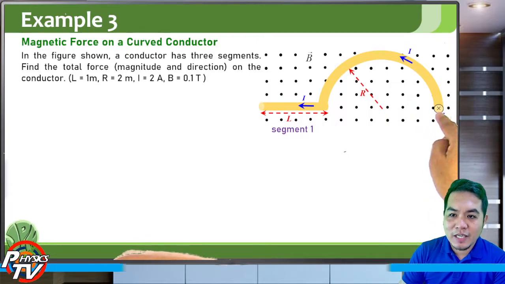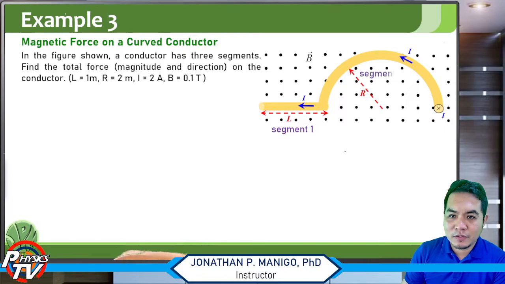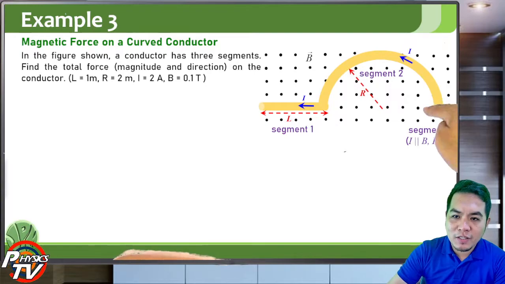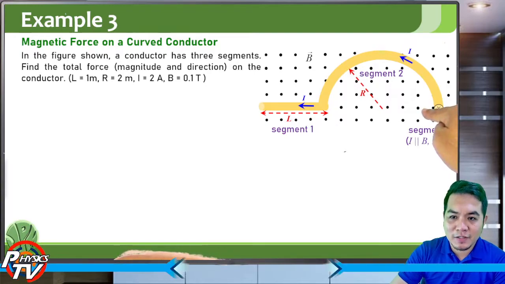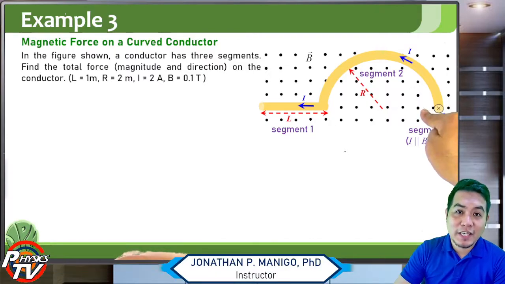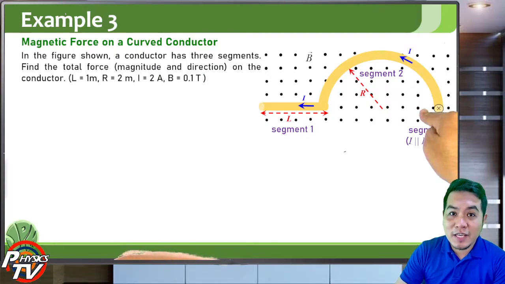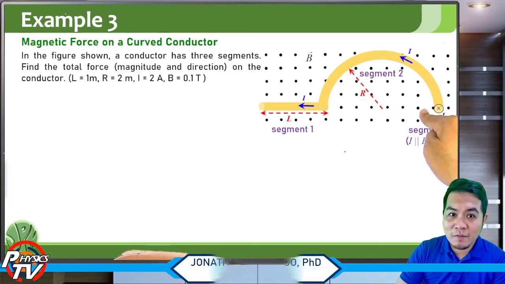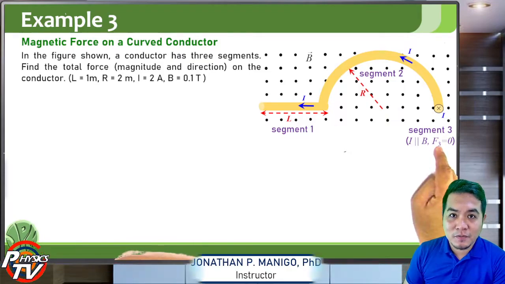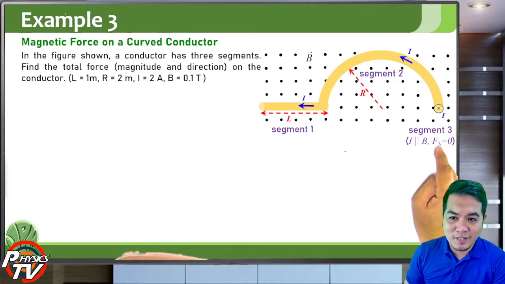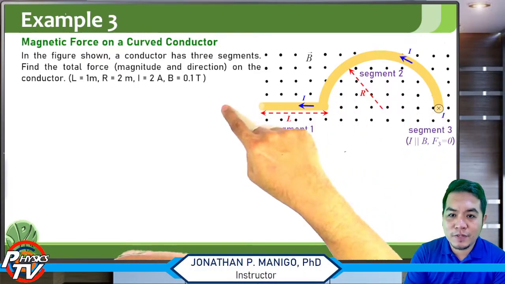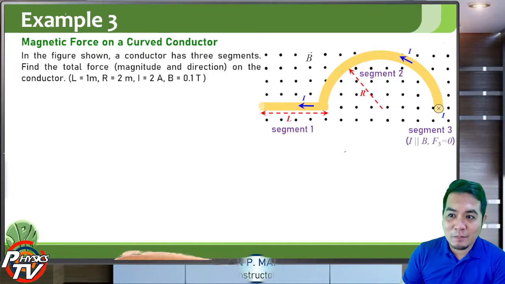So the current in the third segment is actually going into the page. In this case, the current is anti-parallel to the field, so their angle is 180 degrees. If they are parallel or anti-parallel, then the force here is 0, since the cross product is 0. So the third segment will have no contribution to the force. Only the first and second segments.